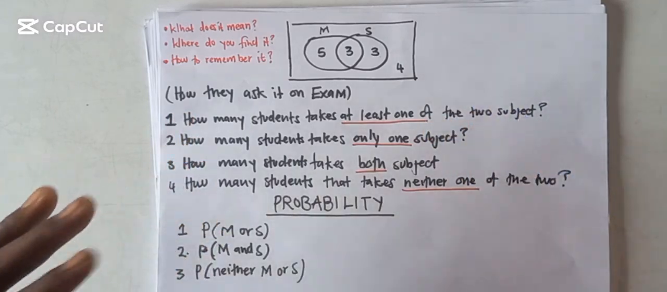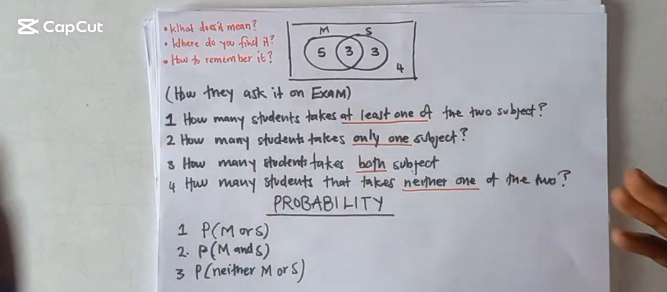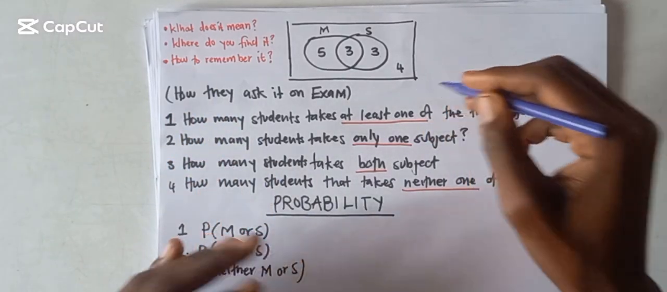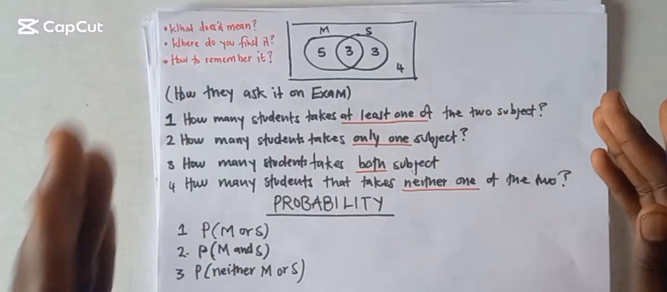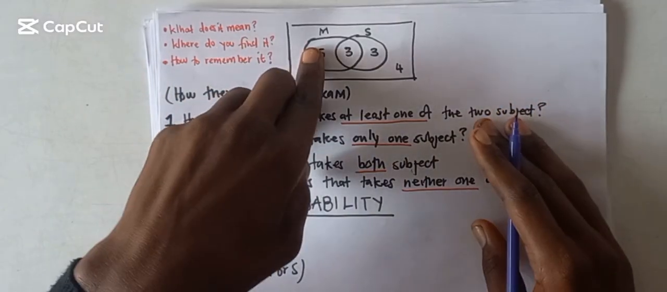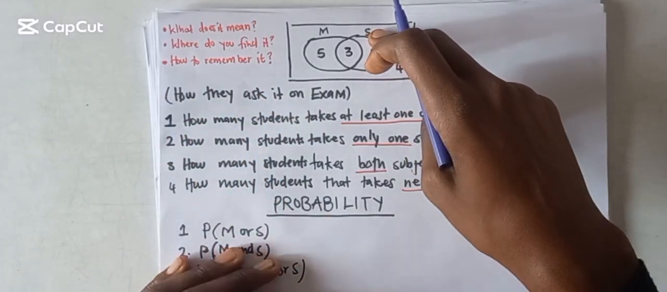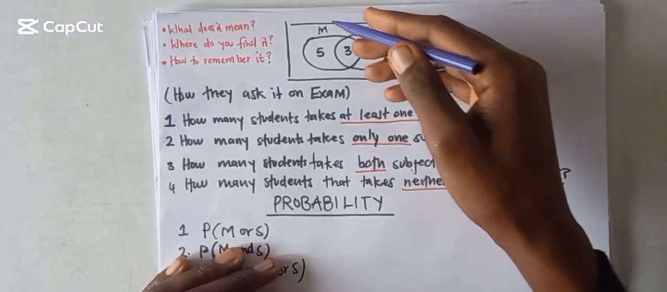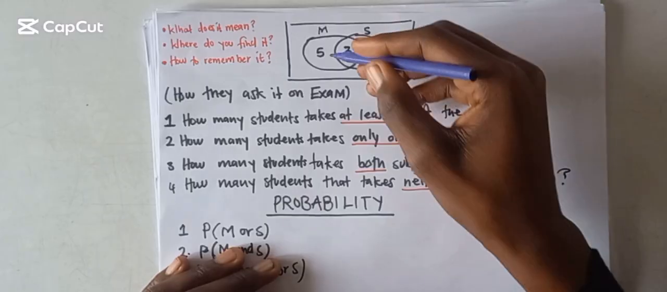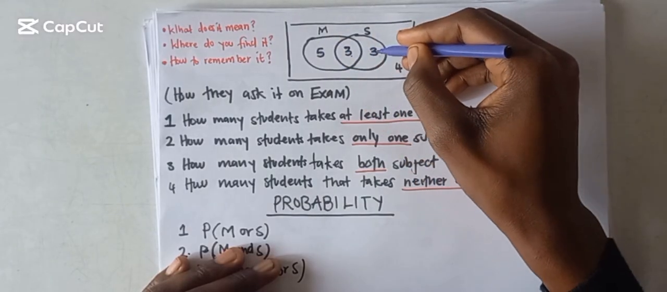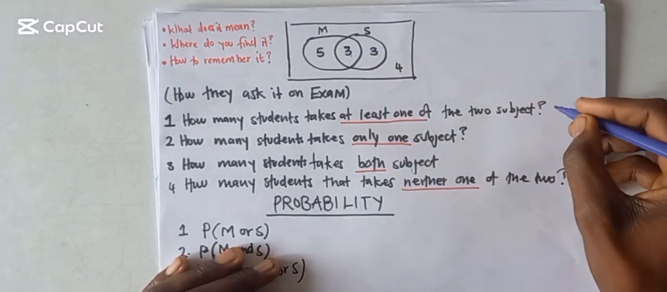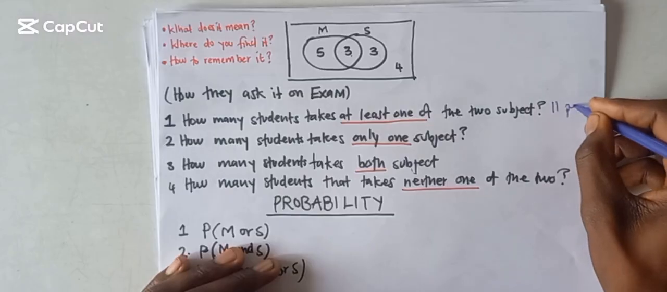Write this one down because it is very important. When they say at least one, they mean students that are doing maths or science or both. So how many of them are doing maths, science, or both? In total, this one is 5, 3 plus 3 is 11 in total, which means the answer is 11 people.